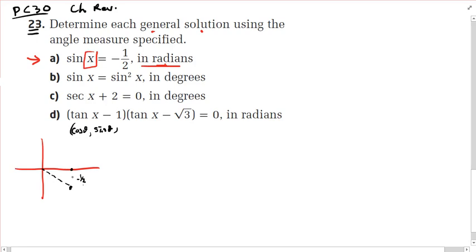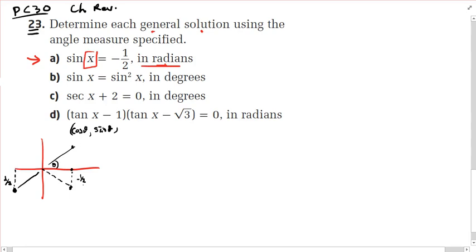And where else is sine -1/2? Well, that would be over here, right? So it could be this angle in the positive direction and this angle, or this angle in the negative direction and this angle in the negative direction. Let's just take a look at the positive ones first. So -1/2 here is this angle right here. So what is that? Well, √3/2, 1/2. What angle does that refer to?